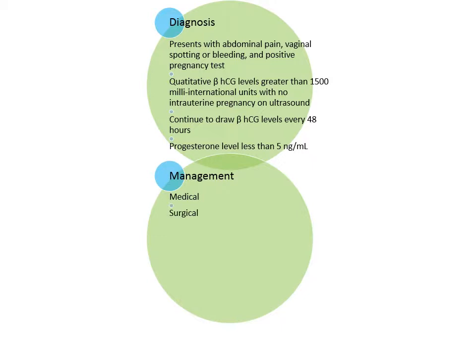Surgical management involves either a salpingectomy or a salpingostomy if the woman desires to maintain fertility. Follow-up care involves encouraging the woman and her family to share concerns and referral to a grief, loss, or infertility support group.